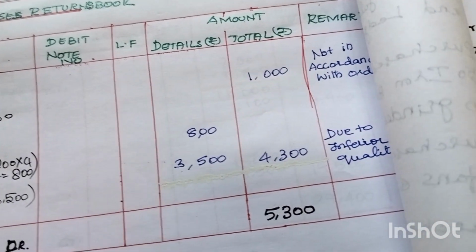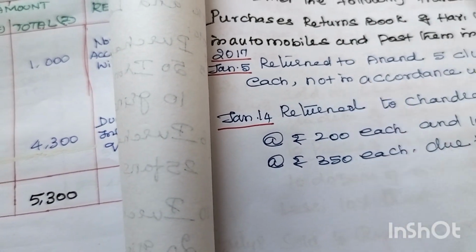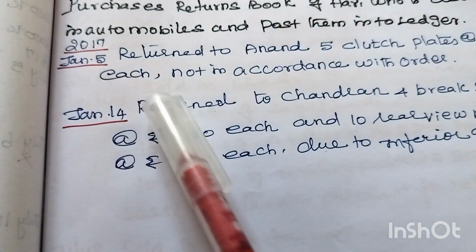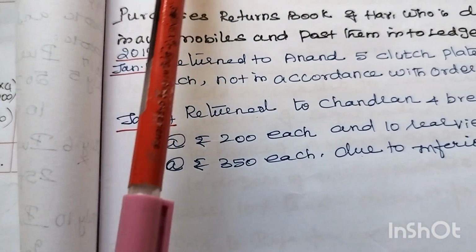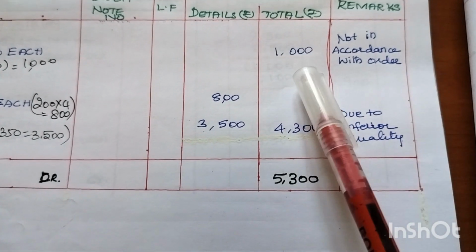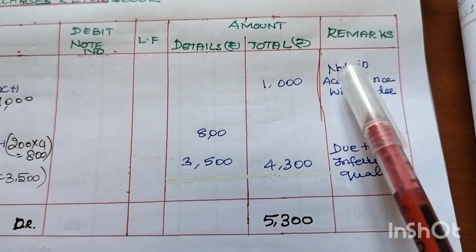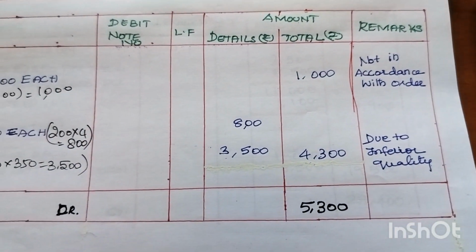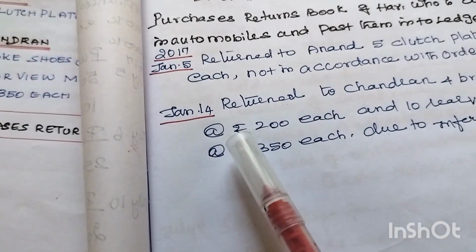What is the remarks given in the transaction? That is not in accordance with the order. You have to write the same words in the remarks column. So not in accordance with order. Let's see the next transaction.